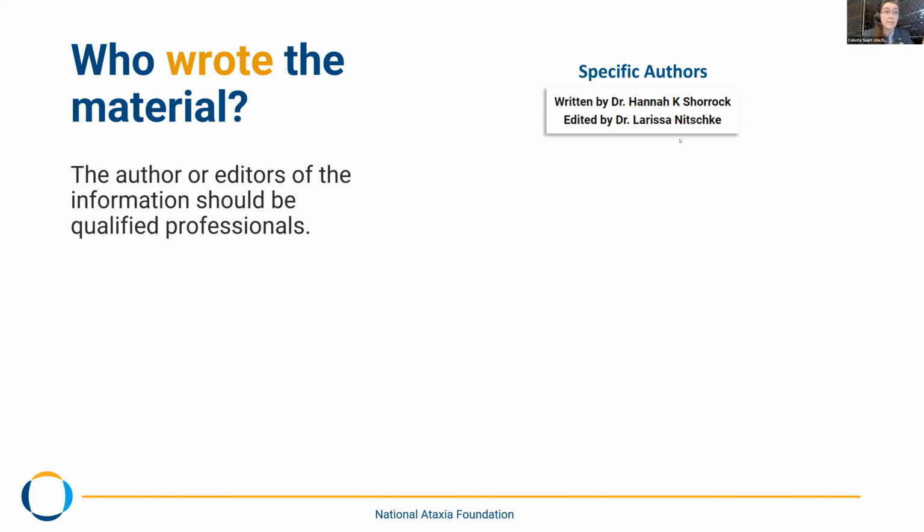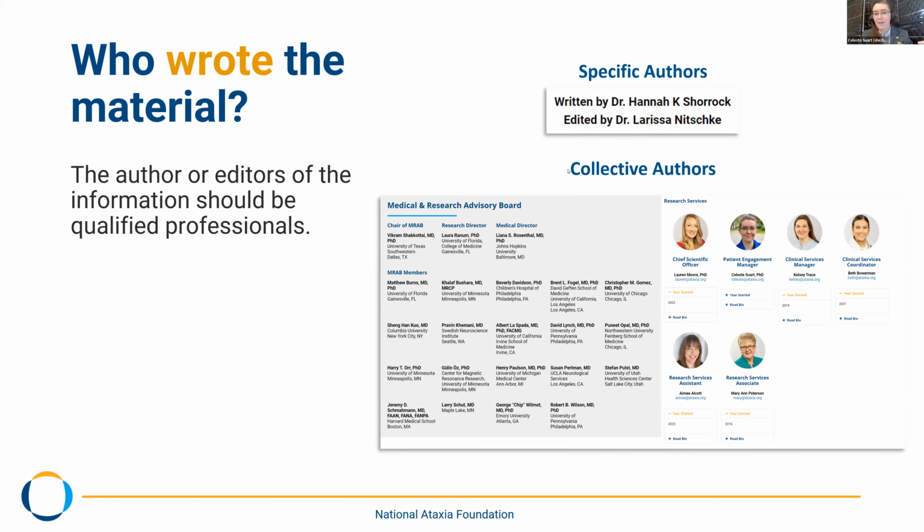Sometimes websites won't list specific people who have contributed to a specific article. In the case of web pages where multiple people have written for an article, for example, we have some general information on ataxia available on the NAF website that has been edited and updated over the period of years. And if we listed all of the people who had contributed to that work, it would be an entire paragraph of people. In that case, you'll have collective authorship.